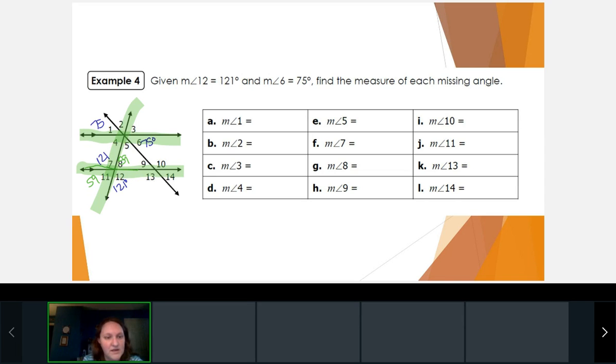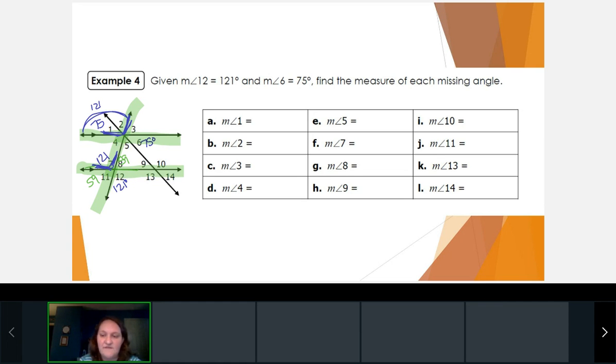Okay, so we're going to ignore that other transversal for just a moment. So that means that this angle, angle 7, has to be congruent to this angle because they are corresponding. Well, this angle is 121, which means this whole thing has to be 121.